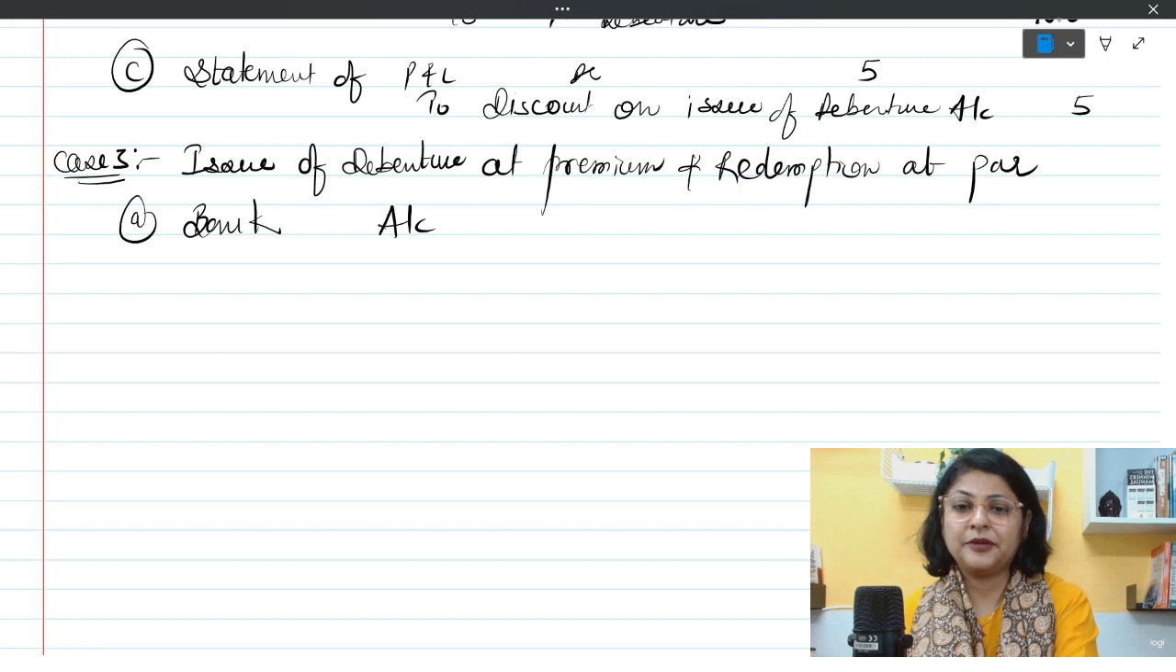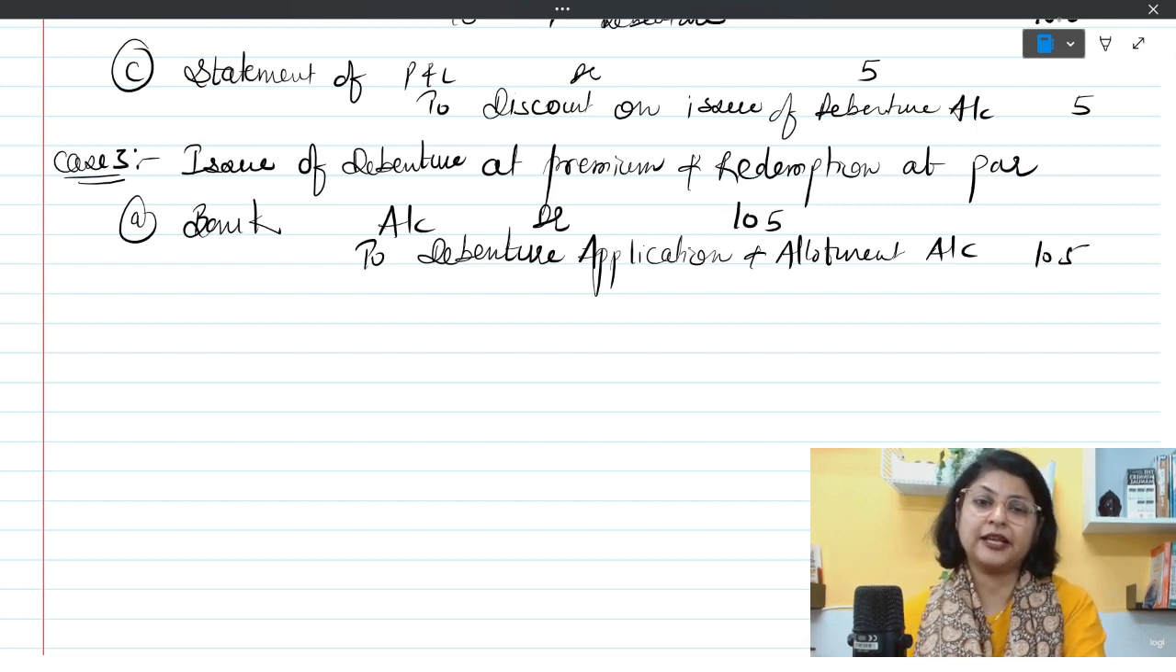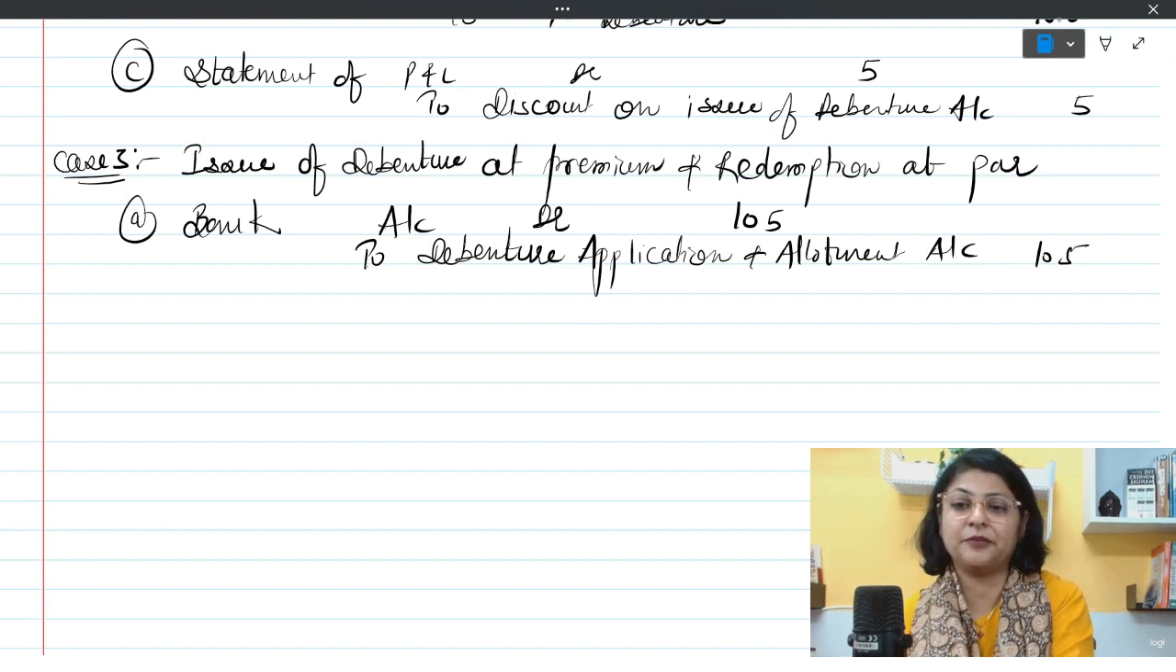Bank account will be debited to debenture application and allotment account. Let's say the debentures are issued at 5 rupees premium. So we are getting 105 rupees from the debenture holder.